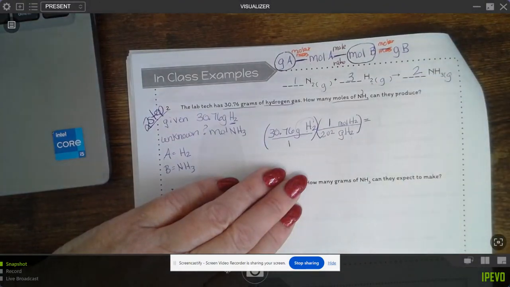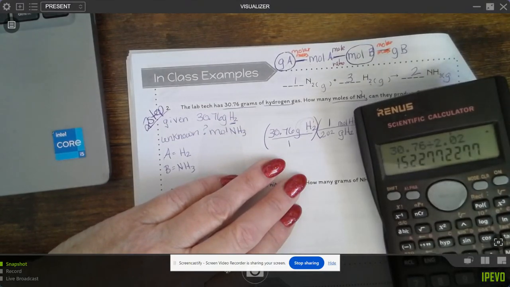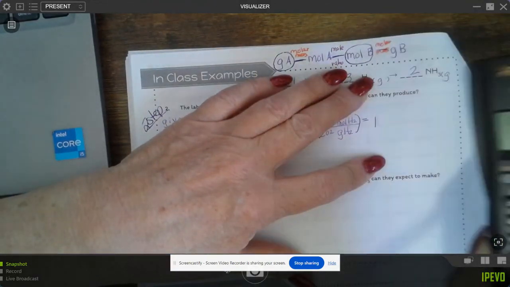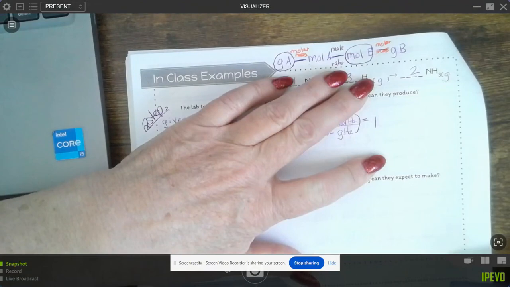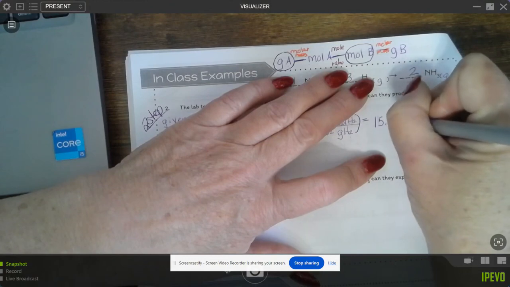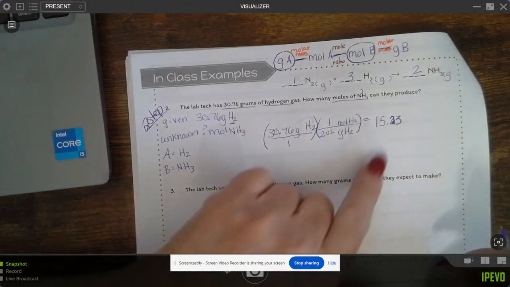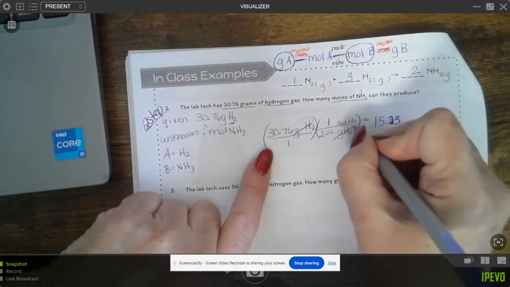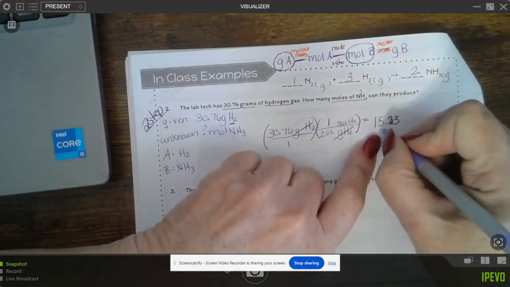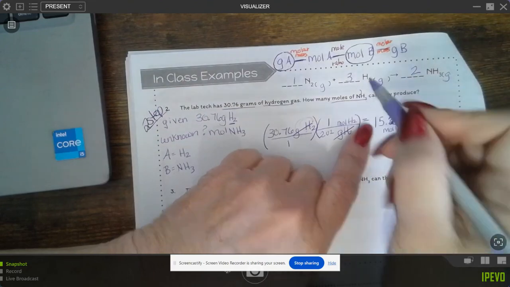If we do that math, 30.76 divided by 2.02, 15.23. I'm going to round that, 15.23. Now, if you just leave this in your calculator because it's a 2-step problem and you follow math rules, YORO, you only round once, you can carry that through on your calculator. All right. So grams of hydrogen canceled out. My units here are moles of H2. That's how I start my next conversion.